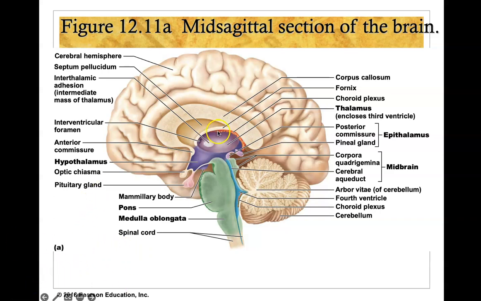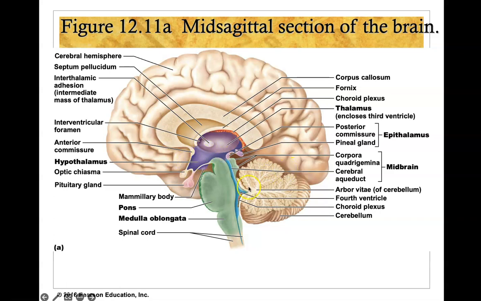So again, when we're talking about the diencephalon, we're going to be talking about the thalamus here. So here's your thalamus. And then we're going to be talking about the epithalamus, which you can see right back here, which is going to include something called the pineal gland. And then it's going to include this hypothalamus here.